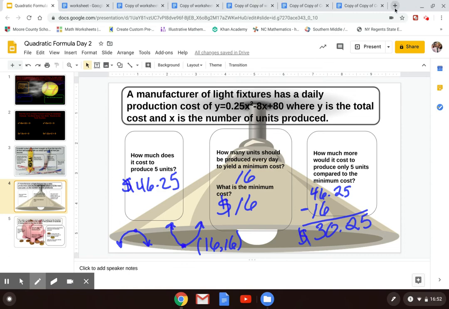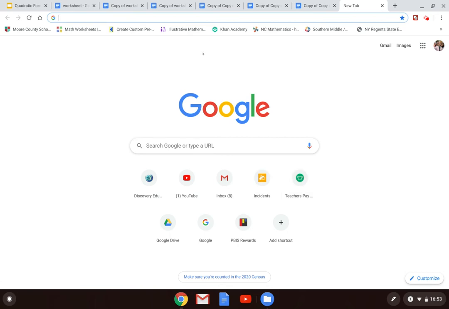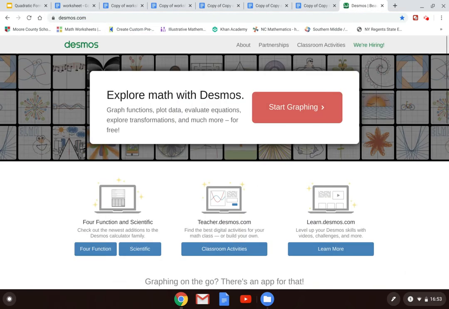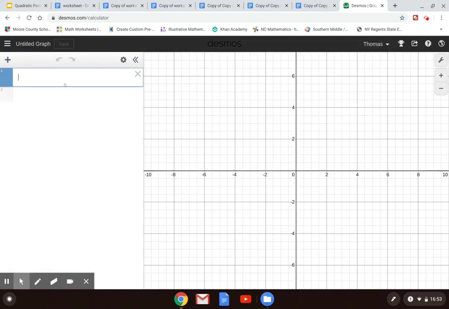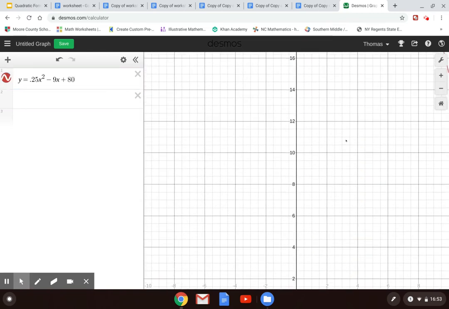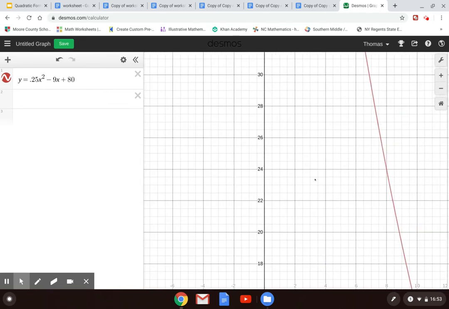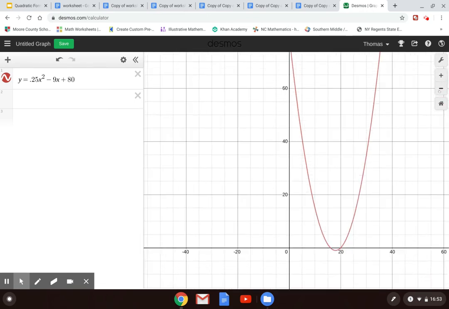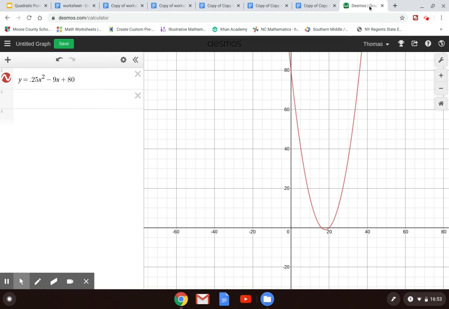And so to get a good idea of what this parabola actually looks like, I'm going to go over here to Desmos. And we'll type y equals, all right, now this one, because 80 is my starting point, this one is going to be way up here. So let me zoom out a little. So here we go. This is what this production curve looks like. So there's the minimum that we found, and this is what our production curve looks like.